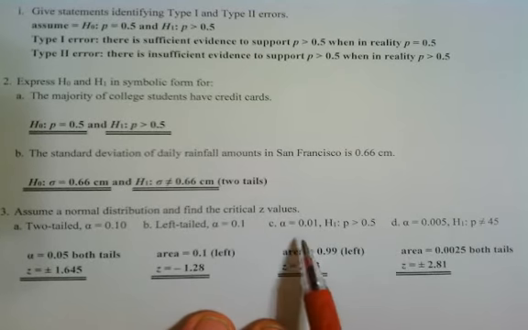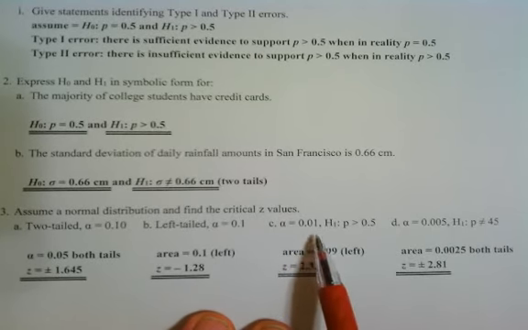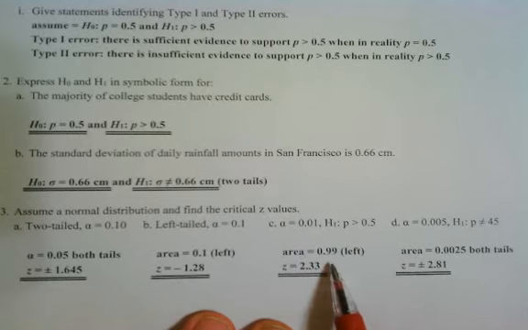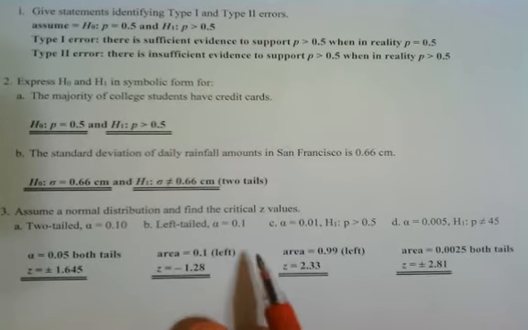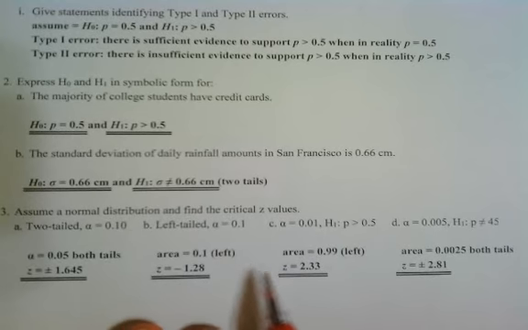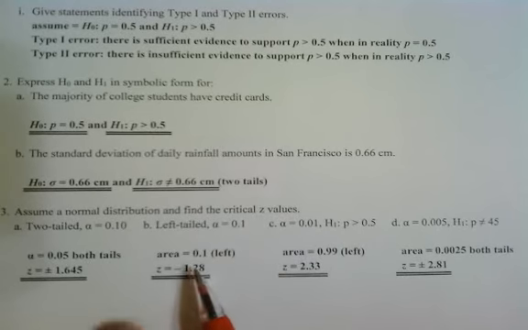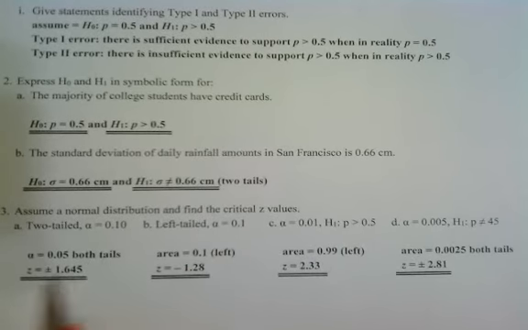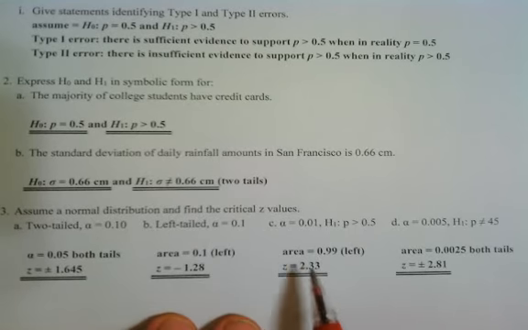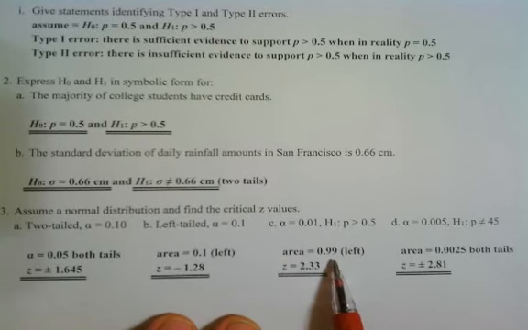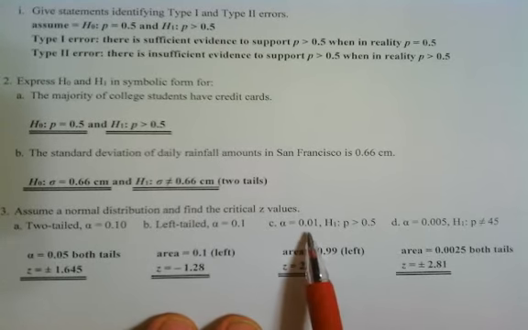Okay, now, if alpha is 0.001, then we are looking for 0.99 to the left. And you're like, well, wait a minute, this matched. Okay, it did match. When it was left tail, it matched. But when it was two tails, we had to do both of them. Here, I had to do 1 subtract 0.001 to get 0.99. Look up 0.99, it gives me 2.33. If you look up 0.01, you're going to get negative 2.33.